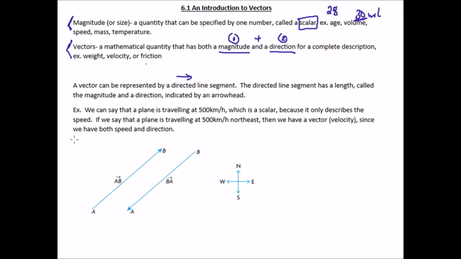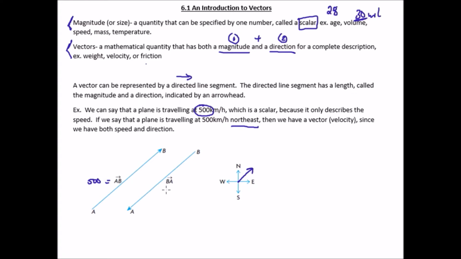For example, if we say a plane is traveling at 500 kilometers an hour, the 500 is a scalar, a value, because it only describes the speed. But as soon as we say a plane is traveling at 500 kilometers an hour northeast, all of a sudden we have a vector. That vector is velocity, since we have both speed and direction. Northeast points up between north and east, with 45-degree angles between each. And AB may equal 500.